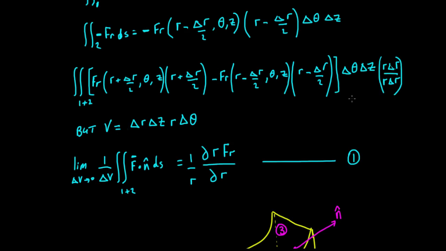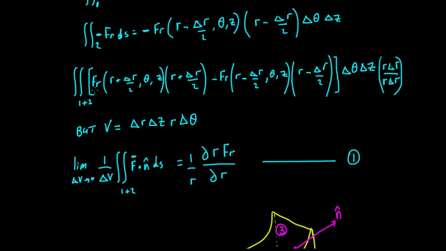So what we can do then is form our flux at a single point by taking the limit as delta V tends to 0 of 1 upon V of the surface integral over surfaces 1 plus 2 of the normal component of the function. And you'll notice this delta V is going to be the top line here. So whenever we take this limit, this top line disappears and we're just going to be left with our 1 upon r delta r.